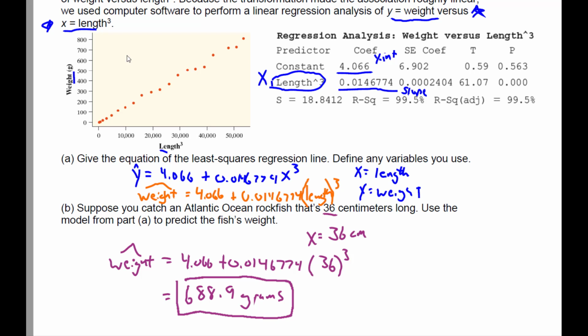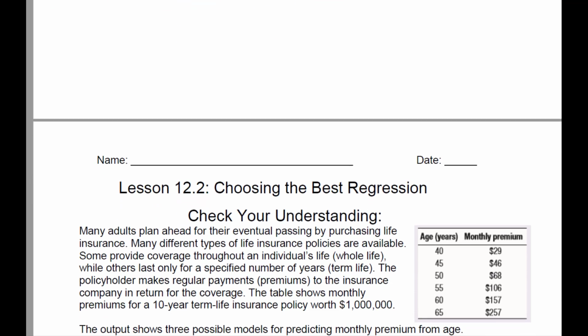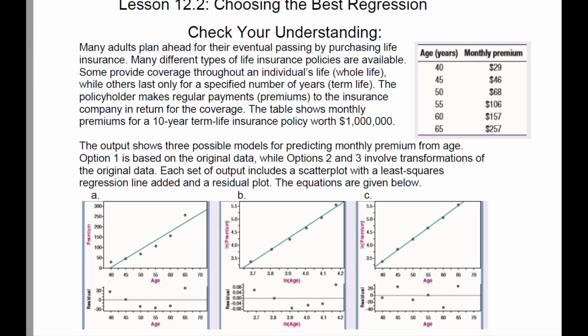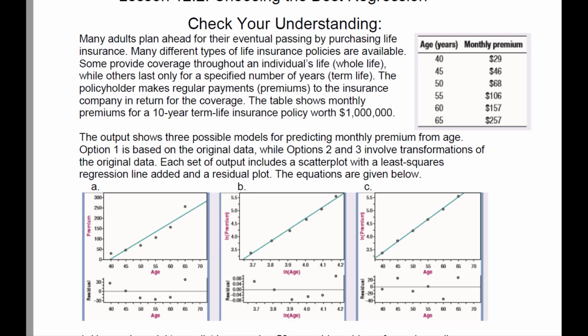All right, so now let's look at the next section we have here for 12.2, in which case we're going to look at choosing the best regression. So in this one, many adults plan ahead of their eventual passing by purchasing life insurance. Many different types of life insurance policies are available. Some provide coverage throughout an individual's life, whole life, while others last only a specified number of years, term life. The policyholder makes regular payments, premiums, to the insurance company in return for their coverage.